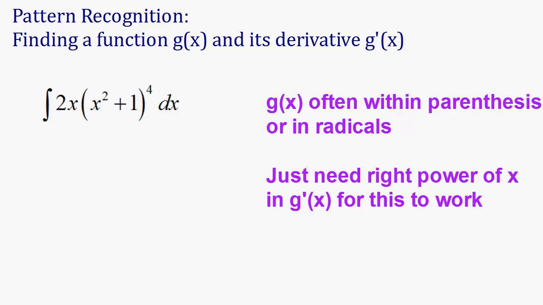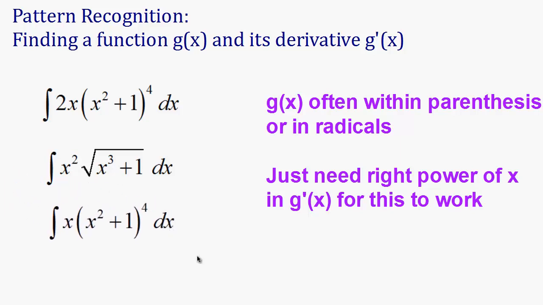Let's look at some other examples and see if you can find the patterns. Here inside the radical, we're going to let g of x be x to the 3rd plus 1 because the derivative of that is 3x squared. Now it's not perfect, but it's the right power of x, and that's all we really need to make this work. We'll deal with the constant difference later. Same thing here. x squared plus 1, the derivative of it is 2x, and we do have x to the 1st here, so this will also work. Again, we will deal with the constant later.